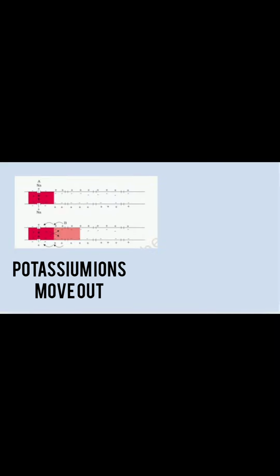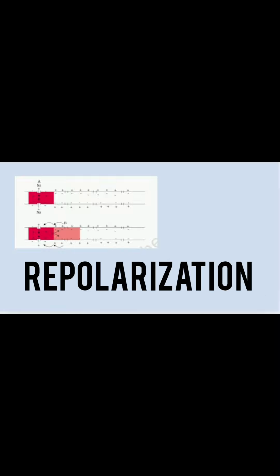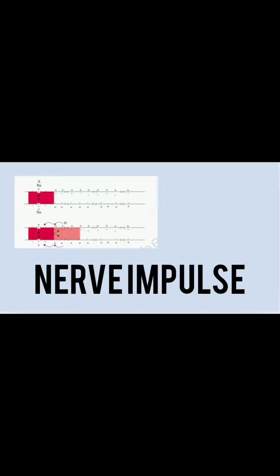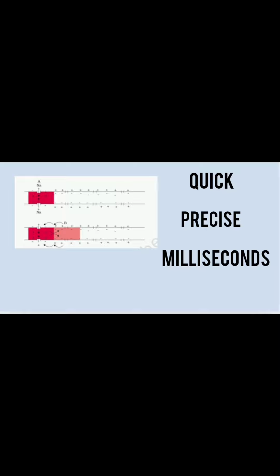After the impulse passes, potassium ions move out, restoring the negative charge inside. This is called repolarization. This wave of depolarization and repolarization continues along the axon, creating the movement of an electrical signal called the nerve impulse. This process is quick, precise, and happens in milliseconds, allowing instant responses to stimuli.